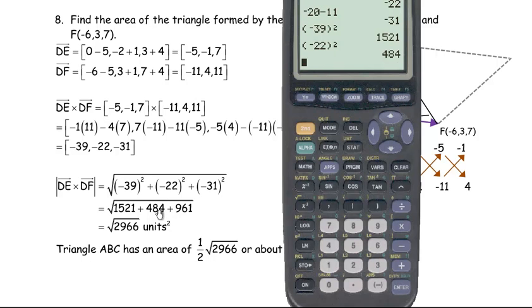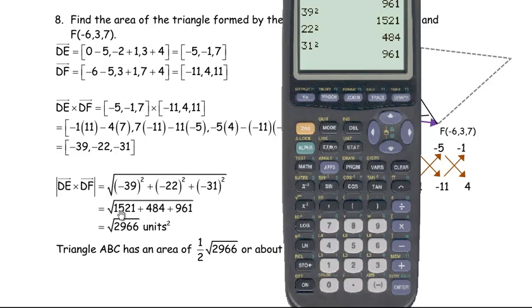That's the 484. And negative 31 squared, 31 squared gives you 961. Of course, I could have just done this. You realize that the positive value gives the same square. So, a little quicker way to do it.